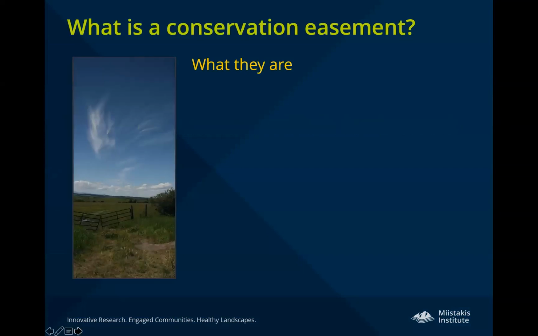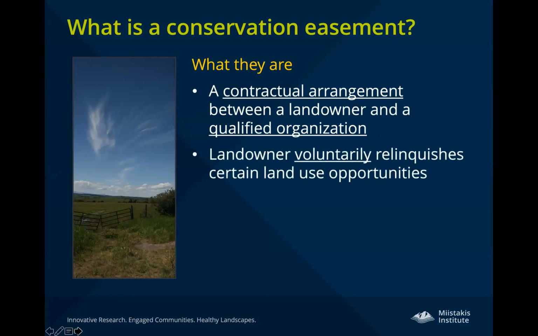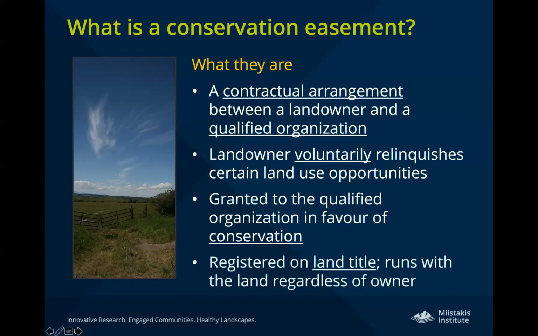So what is a conservation easement? It's a contractual arrangement. It's between a landowner and a qualified organization. I'm going to talk about that in a second. The landowner voluntarily relinquishes certain land use opportunities. So this is not a regulatory tool, it's a voluntary contract. And it's granted to the qualified organization in favor of conservation, meaning the whole point of this agreement and it's being enabled in legislation is to accomplish and to facilitate certain types of conservation.